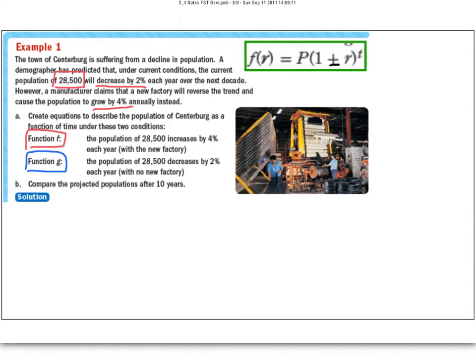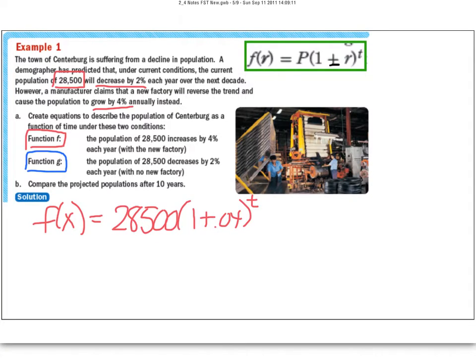So let's set those up. The first function would be f of x, and our starting amount is 28,500. Then we're going to have 1 plus the 4%, and we don't know the time period yet, so we'll just put t. Let's simplify that equation and do 28,500 times 1.04 to the t power.